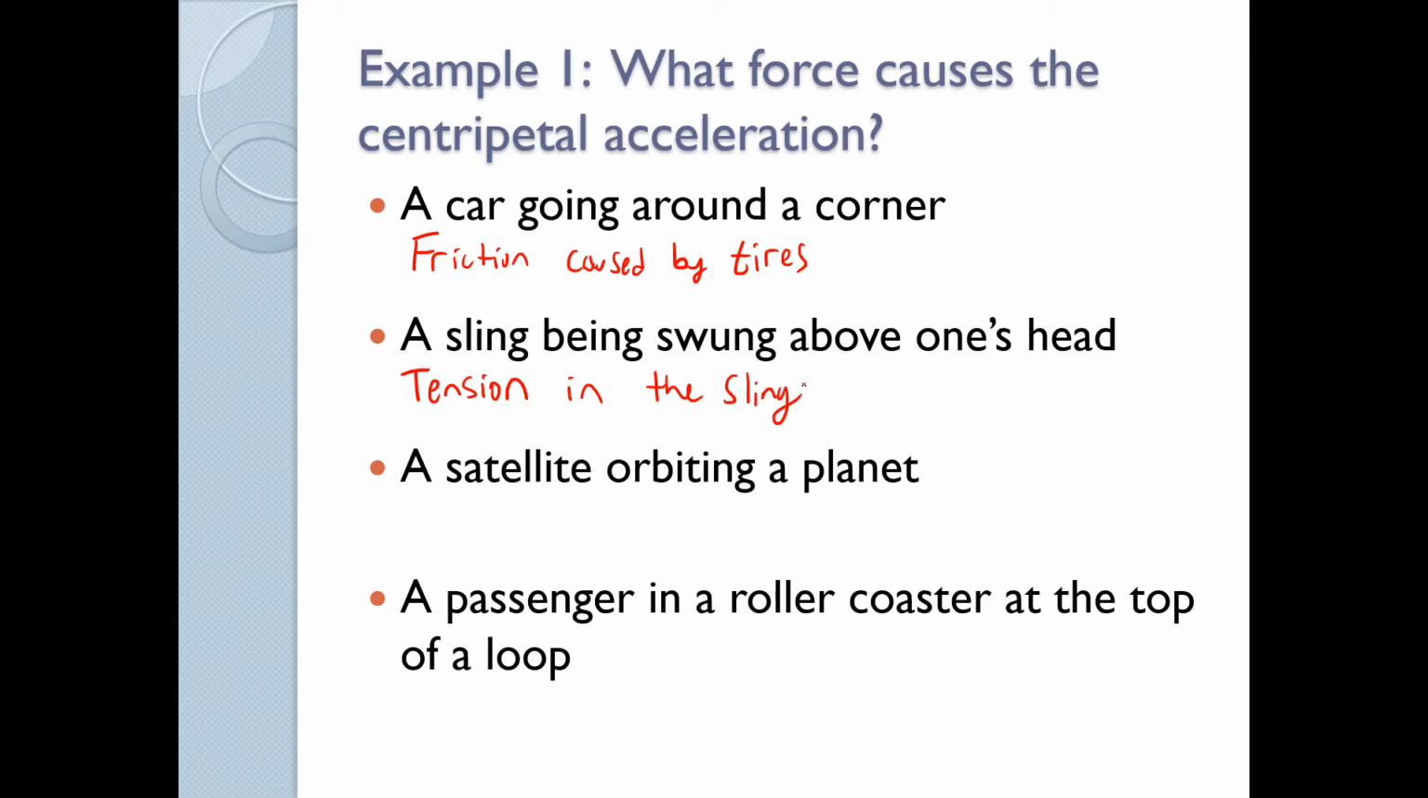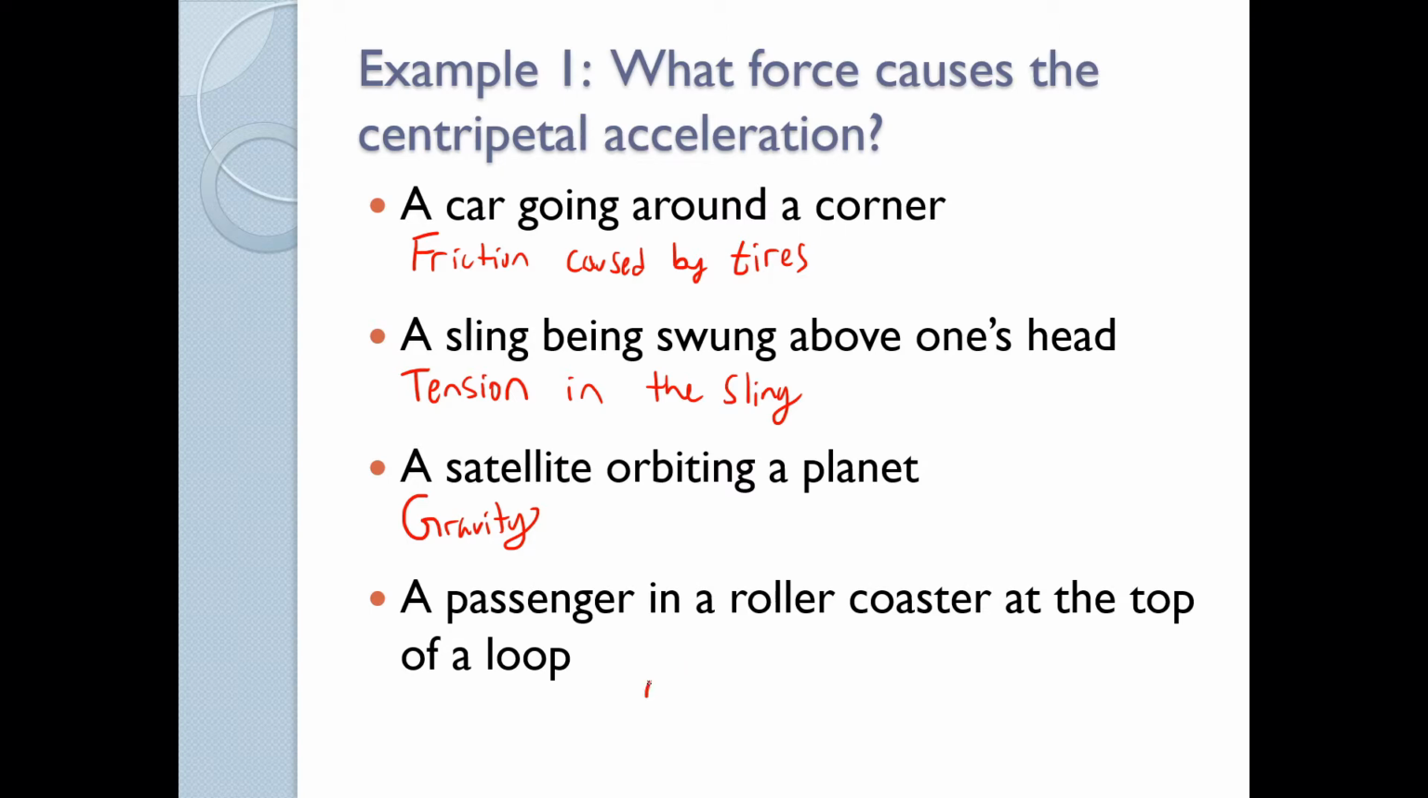Now, a satellite orbiting a planet, you might not have gotten this one, maybe. Depends. This would be gravity. Okay, so a satellite in orbit around the planet has nothing physically attaching it to the planet, so the only thing that can possibly cause it to move towards the planet would be gravity.